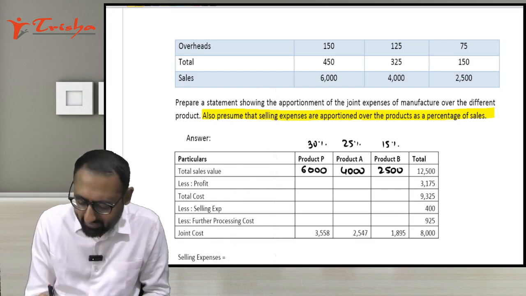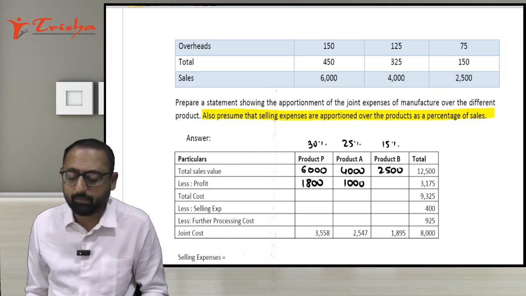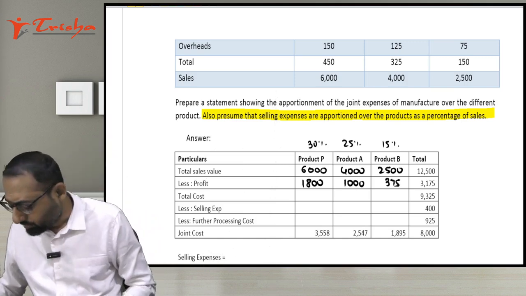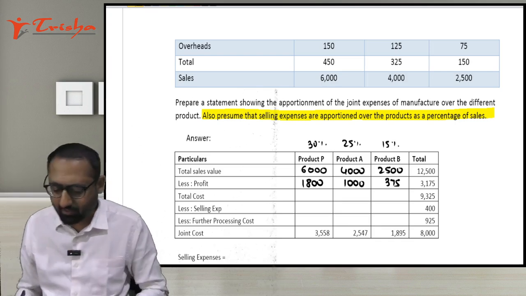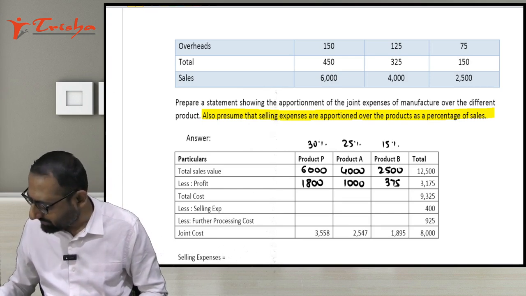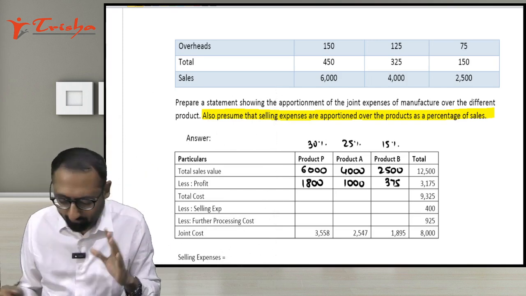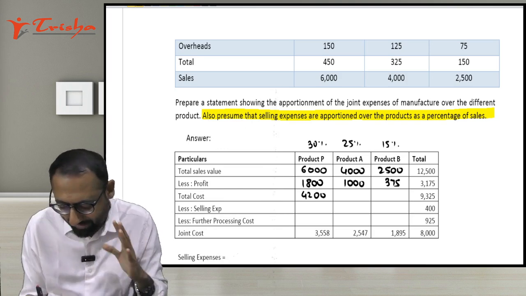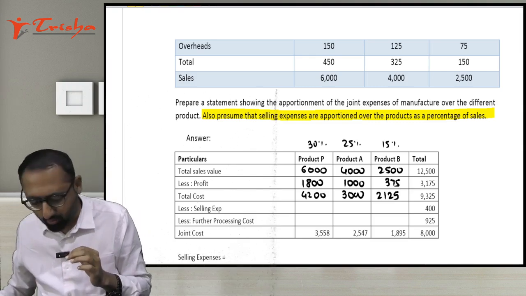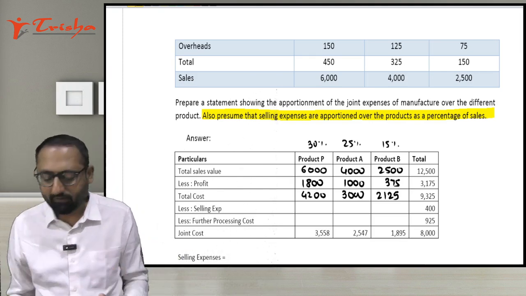Deduct the profit. Percentage is given: 1,800, then 4,000 into 25% is 1,000, and 2,500 multiplied by 15% comes to 375. So boys and girls, 1,800 plus 1,000 plus 375, total is 3,175. Now total cost: sales minus profit is equal to total cost, 4,200 in the first column, 3,000 in the second, and 2,125 in the third. 4,200 plus 3,000 plus 2,125, guys, 9,325 is your total cost.